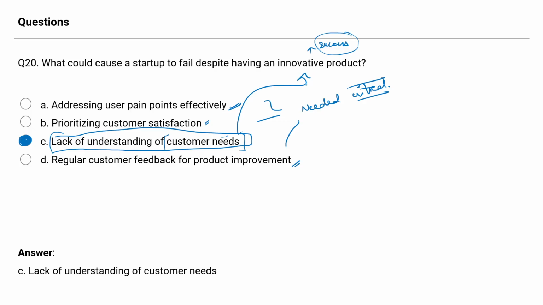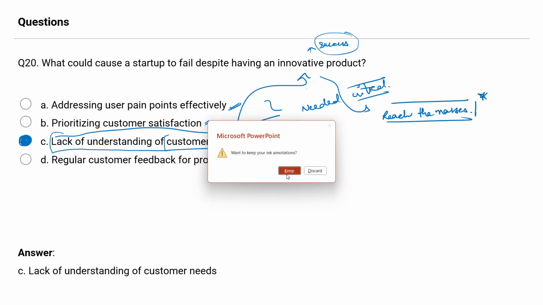For a product to be innovative, it needs to reach the masses. Okay, that's very critical. So, with that, we conclude our session for today.